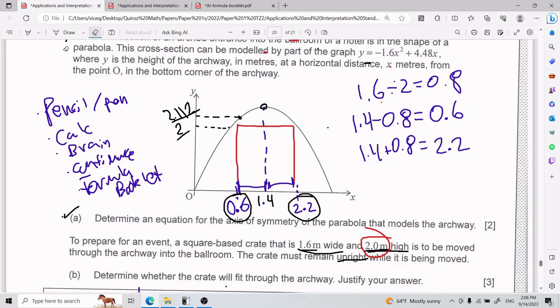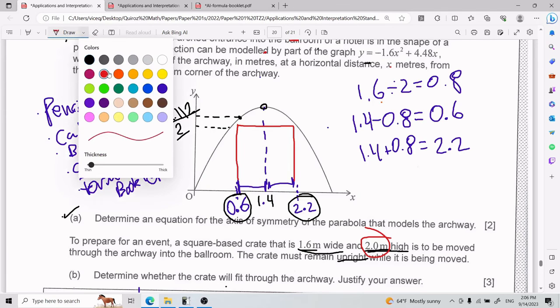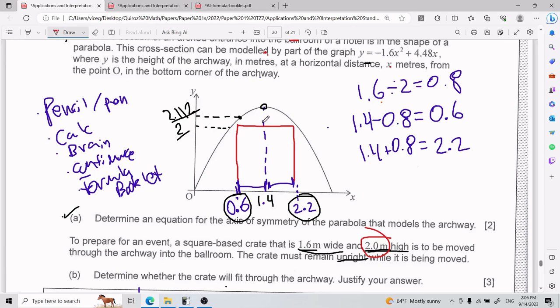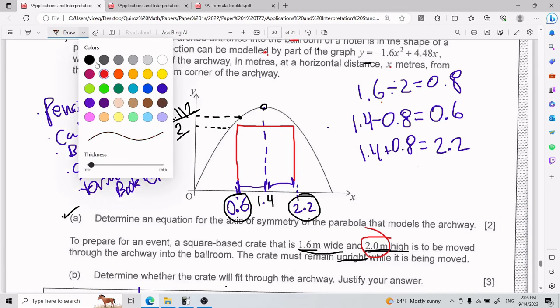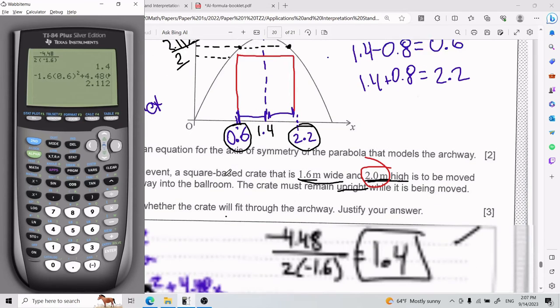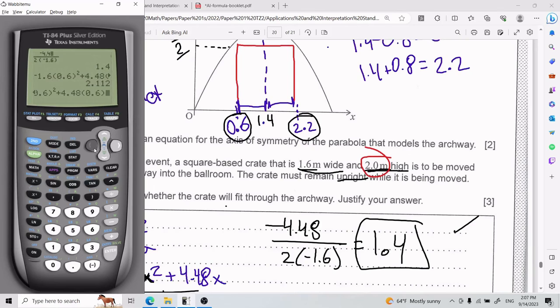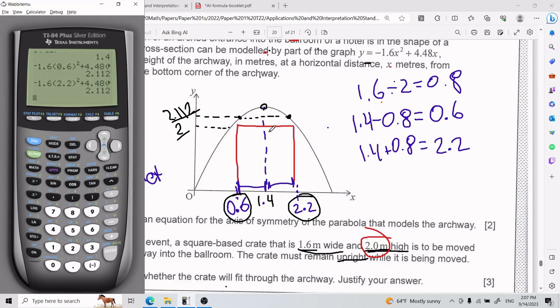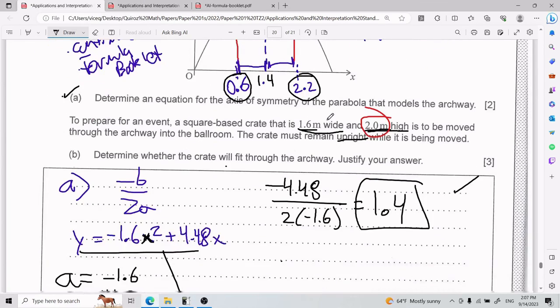The crate fits. Because it's a quadratic and it's all symmetrical, if it fits through the left side, it's going to fit through the right side, because this value here is the same as this value here. If you're not sure and you're nervous and you want to check, I totally respect that. I'm going to plug in 2.2 here and see if it's still below 2.112. So again, plug in, boom, it's the same value. That means my crate is not touching, so it's going to fit through my archway.